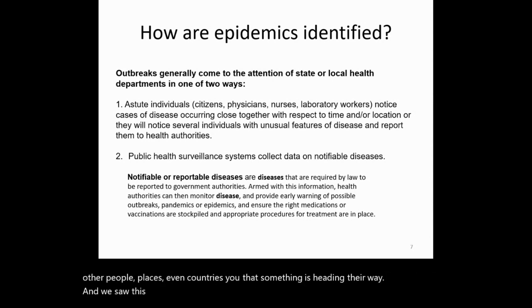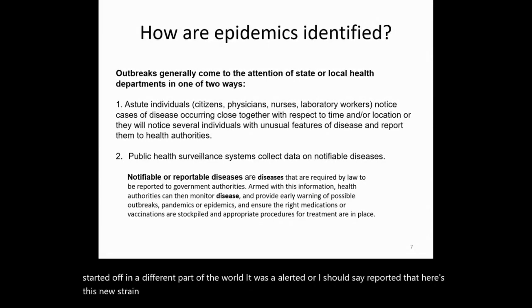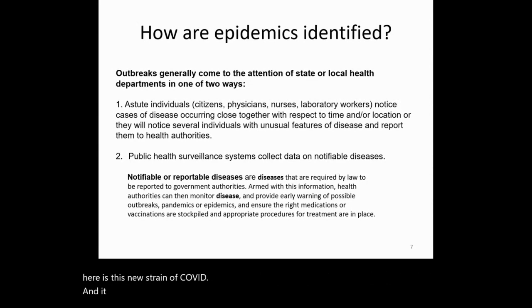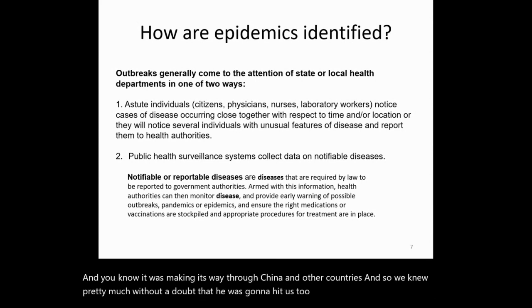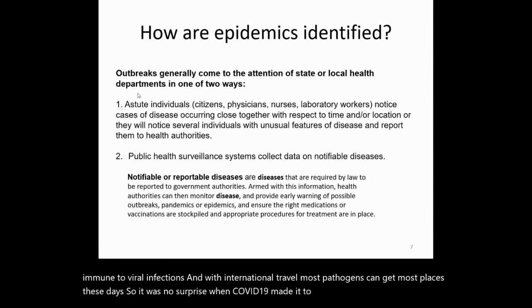And we saw this with COVID-19, right? We here in the United States knew it was coming. It started off in a different part of the world. It was reported that here's this new strain of COVID, and it was making its way through China and other countries, and so we knew pretty much without a doubt that it was going to hit us too. The United States is not immune to viral infections, and with international travel, most pathogens can get most places these days. So it was no surprise when COVID-19 made it to the United States.